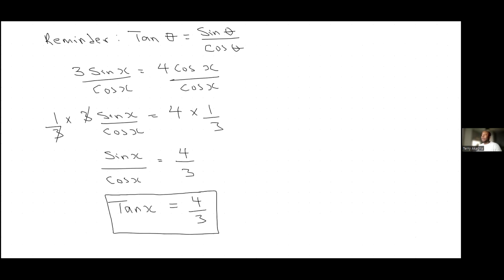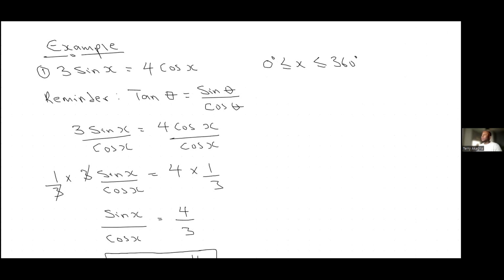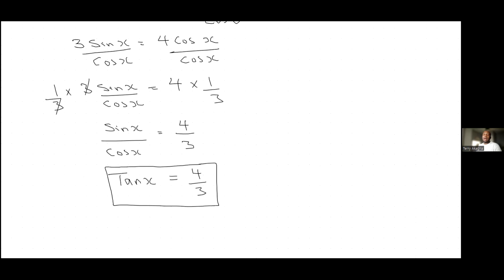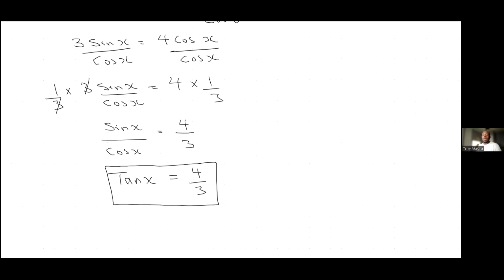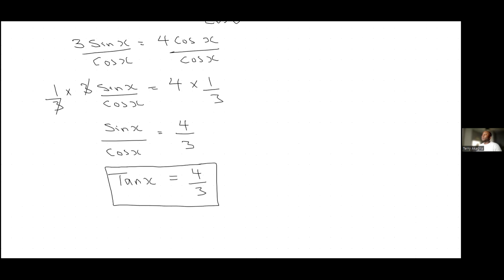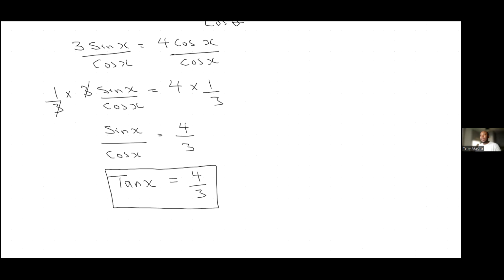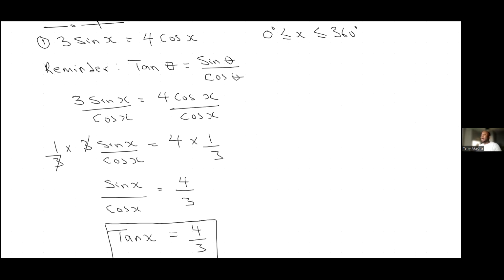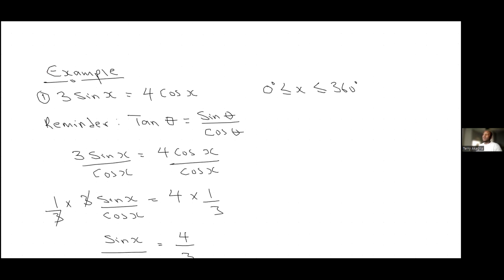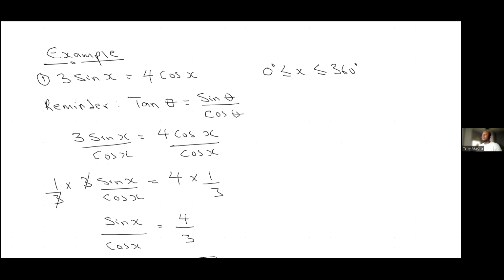But we don't just stop there. It looks like a simple angle now. I told you how to solve a simple angle. We talked about it in the last video. The next step is to look for the primary angle, or the principal angle, then find the other angles within the range. If you look at the question here, the range was given in degrees. So that means we need to set our calculator to what? Degrees.